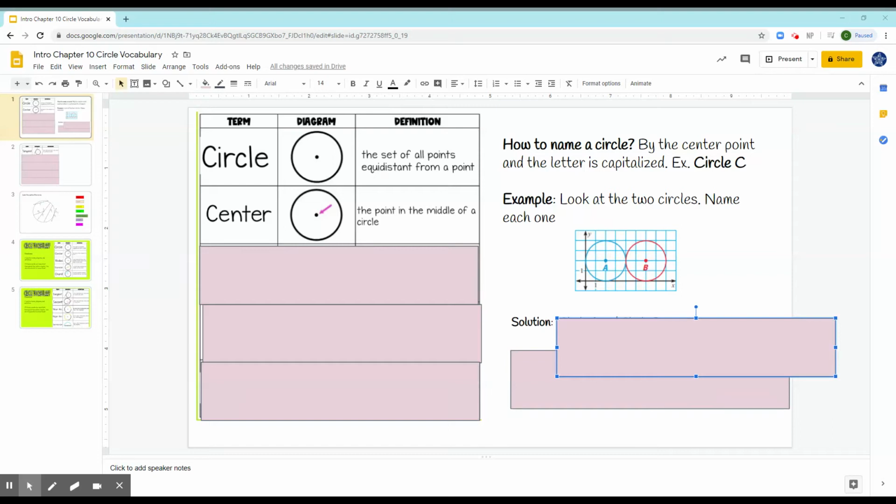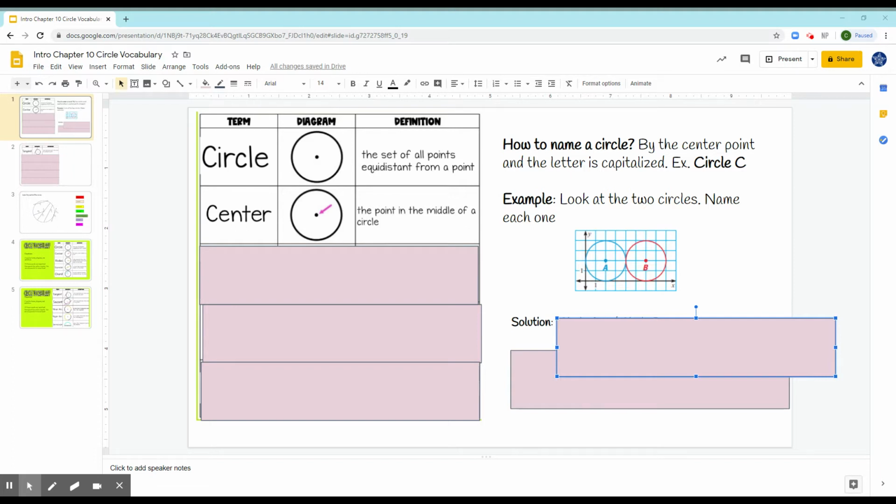All right, today, guys, we're going to be looking at circles and some key definitions within those circles. All right, so the first thing is circle. The circle is a set of all points equidistant from a point. That point is actually the center of the circle. The center is always in the middle of your circle.